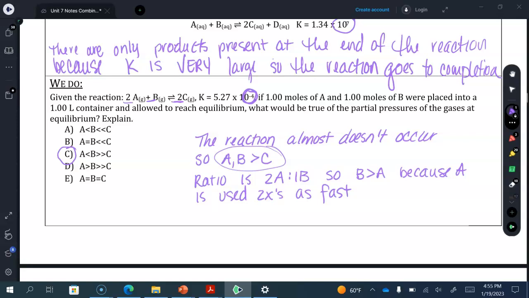Now looking at the ratio of A to B, 2A reacts with every 1B. So A is used twice as fast, so the amount of B will be much greater than the amount of A. So that tells us it must be C, where A is less than B, but B and A are much bigger than C.